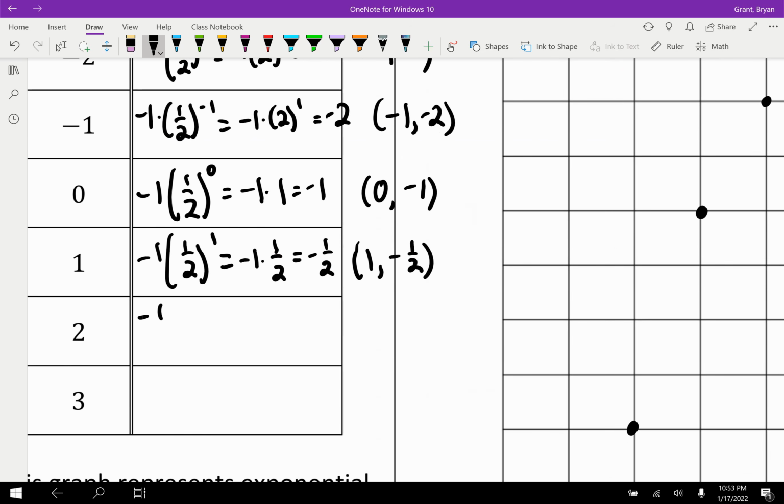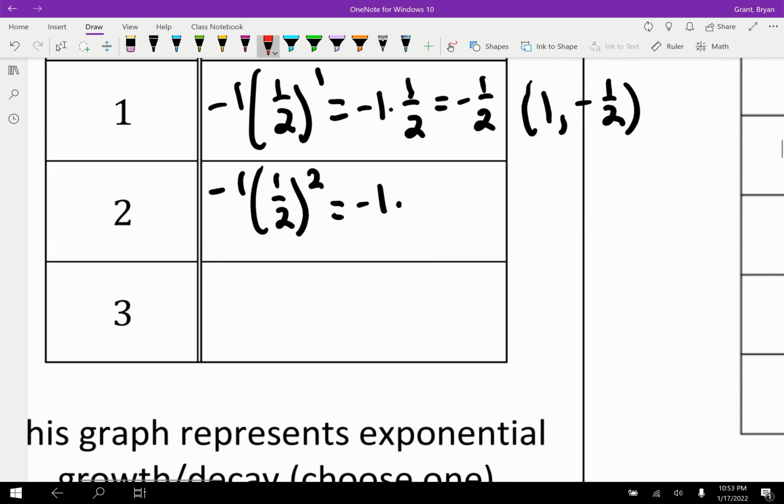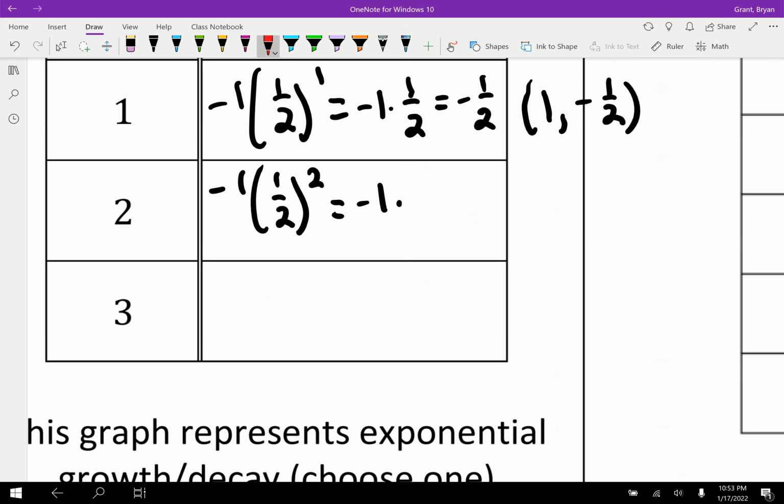Let's do these last two, and then we'll graph the last 3 points simultaneously. Negative 1 times 1/2 squared. Now this one's a little bit trickier. We need to remember that when you square a number, as long as there is only multiplication or division inside that fraction, or inside the parentheses, we can distribute the square to each of those. What is 1 squared? 1 squared is just 1. What is 2 squared? Well, that's 4. And so negative 1 times 1/4 will give us negative 1/4.